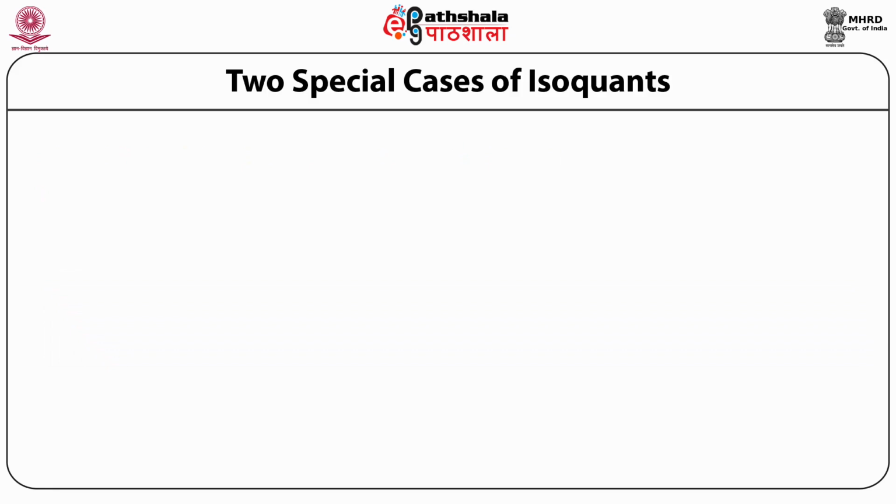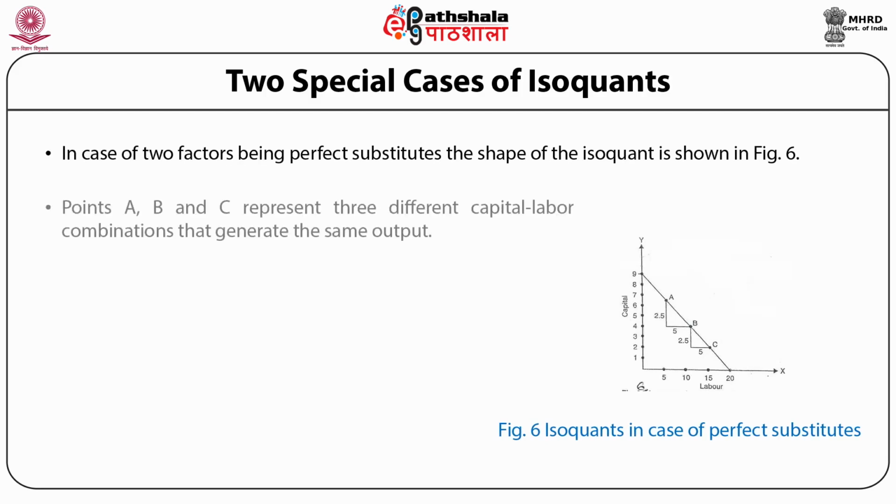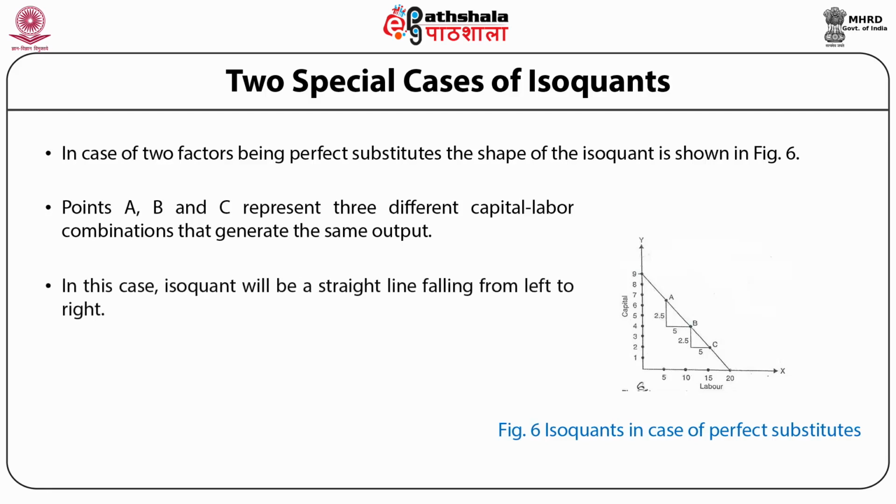Two special cases of isoquant curves. In case of two factors being perfect substitutes, the shape of the isoquant is shown in figure 6. Points A, B and C represent three different capital-labor combinations that generate the same output. In this case, the isoquant will be a straight line falling from left to right.